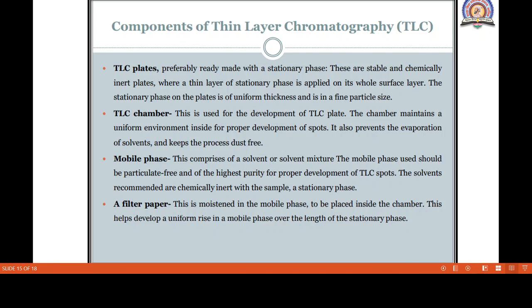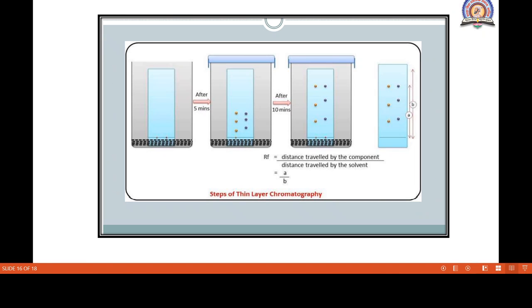The TLC chamber is used for the development of the TLC plate. The mobile phase comprises a solvent or solvent mixture. The mobile phase used should be particle free and of the highest purity for the proper development of the TLC spot, and the solvents recommended are chemically inert with the sample or stationary phase. Filter paper is moistened in the mobile phase and placed inside the chamber. This helps to develop a uniform rise of the mobile phase over the length of the stationary phase.